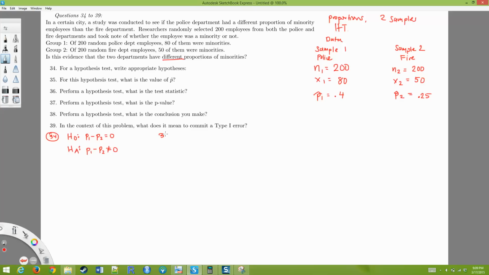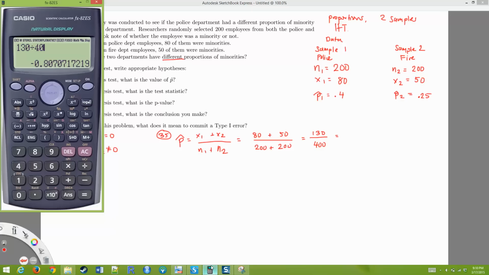And 35 says, what is the value of p-hat? P-hat is going to be x1 plus x2 over n1 plus n2. So I have 80 plus 50 divided by 200 plus 200. So I have 130 over 400. What is this? 0.325.